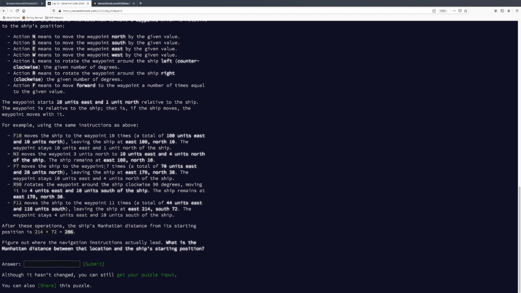F7 moves the ship to the waypoint 7 times, 70 units, leaving the ship at east 170, north 38. The waypoint stays where it is. R90 rotates the waypoint around the ship clockwise, moving it to 4 units east and 10 units south of the ship. The ship remains at east 170. F11 moves the ship to the waypoint 11 times, a total of 44 units east and 110 units south. Whoa, okay. Not sure I completely get this, but okay.